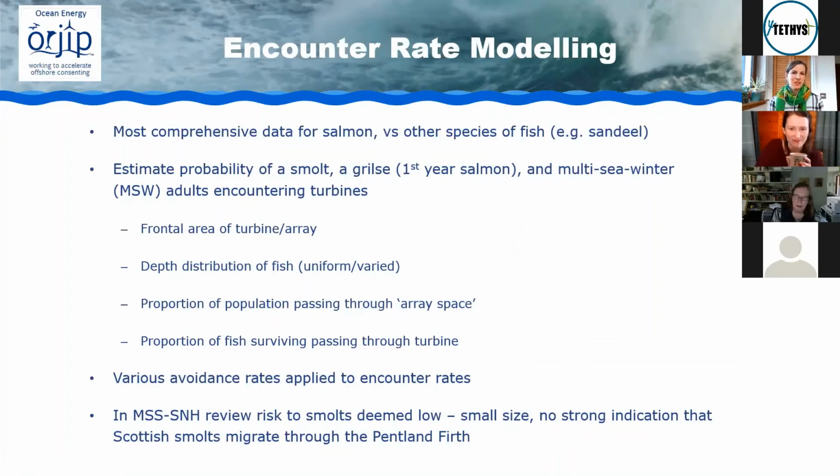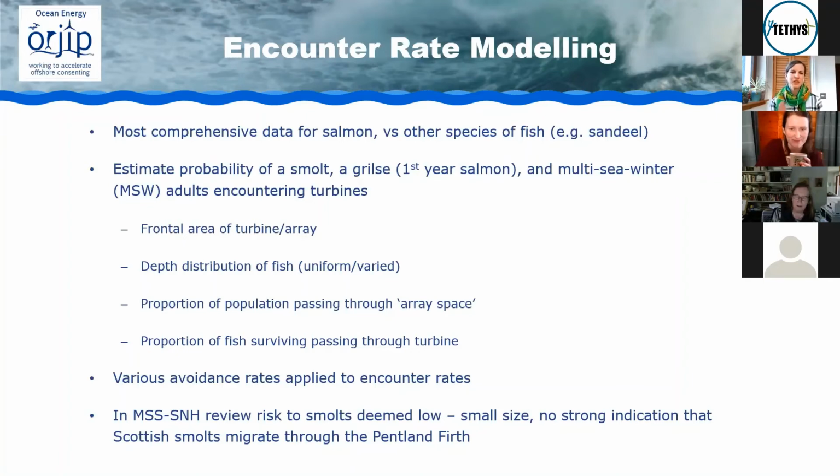So again, just a little bit of background. The most comprehensive data was available for salmon in comparison with other species of fish present in the Pentland Firth. In the initial work, in the environmental statement for MeyGen, they estimated the probability that a smolt, a grilse, which is a first-year salmon, or a multi-sea winter salmon, so you'll see the acronym MSW, would encounter turbines as part of the different sizes of array. Their input parameters were the frontal area of the turbine and array, the depth distribution of fish, which is one of the characteristics that varies as the modelling progressed, the proportion of the population passing through the array space, and the proportion of fish surviving passing through the turbines. That produced an encounter rate, and various avoidance rates were applied to those encounter rates.